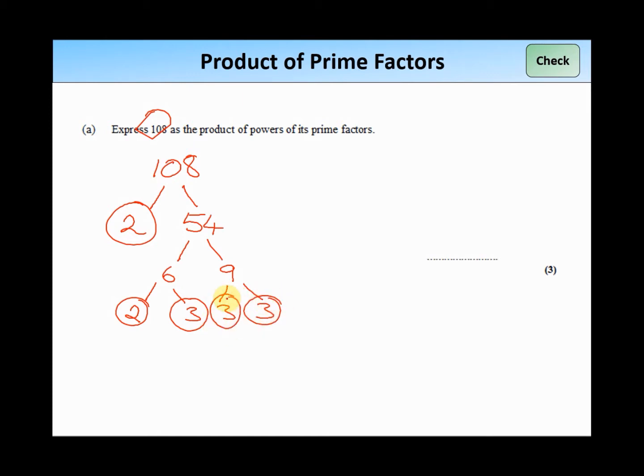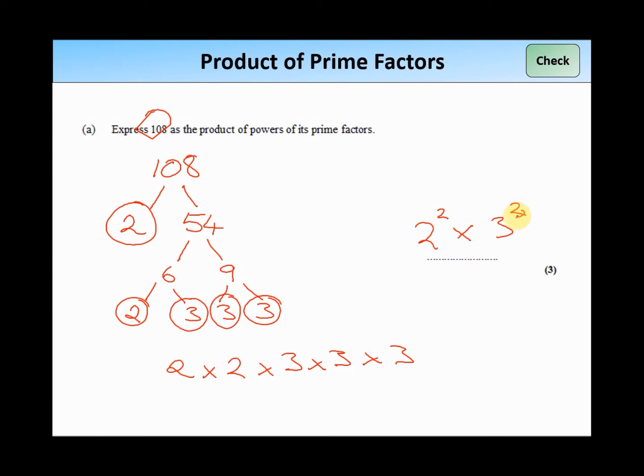My next step then is to write them out. So 2 times 2 times 3 times 3 times 3. Can you make that look a little bit nicer? Of course you can. So you can have 2 to the power of 2 times 3 to the power of 3. Make sure I add that in there and don't miss off my marks.